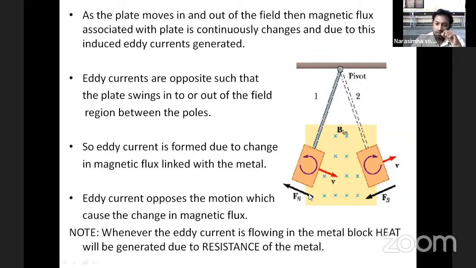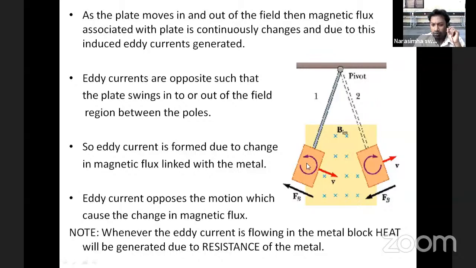Then the force is outward. The force is outward. Means what is it doing here? It is pushing out. While the plate is moving inward with a certain velocity, the induced current will be generated.